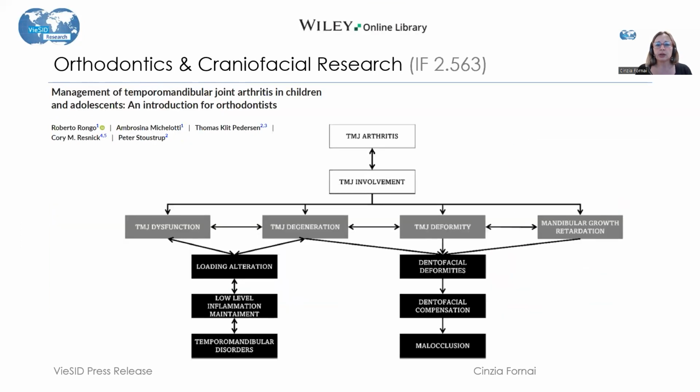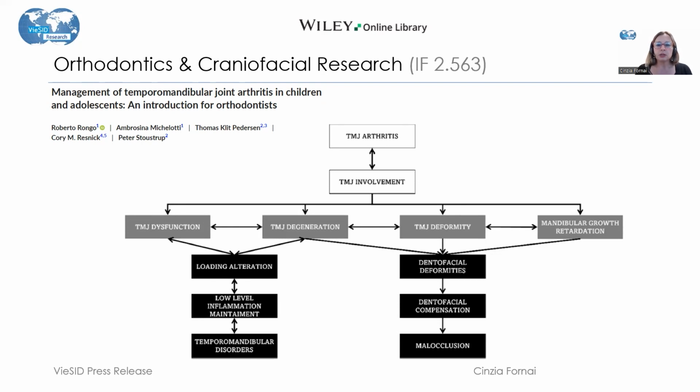In orthodontics and craniofacial research, a paper by Rongo et al. addressed the topic of TMJ arthritis in children and adolescents and provided a report on its management, mainly conceived for orthodontists. Juvenile idiopathic arthritis consists in persistent inflammation of the joints caused by an underlying systemic inflammatory disease. It is estimated to affect 1 every 1,000 children and develops before the age of 16 years. It persists for at least 6 weeks and doesn't have identifiable causes.